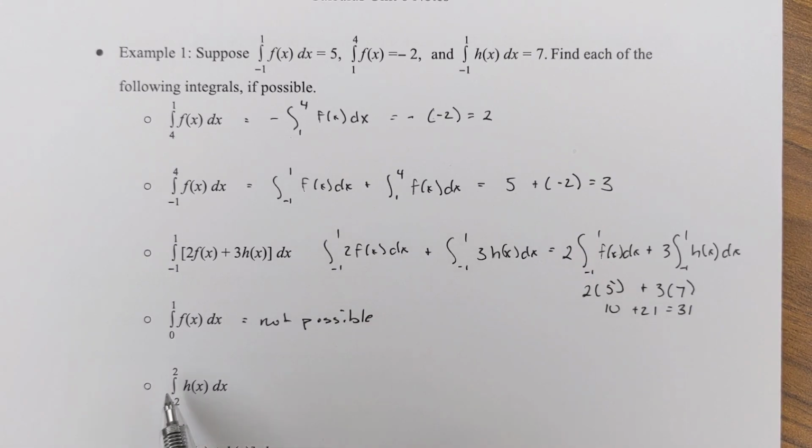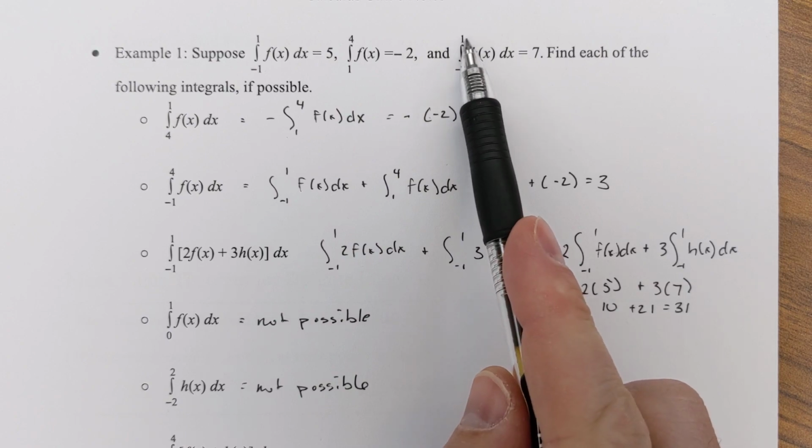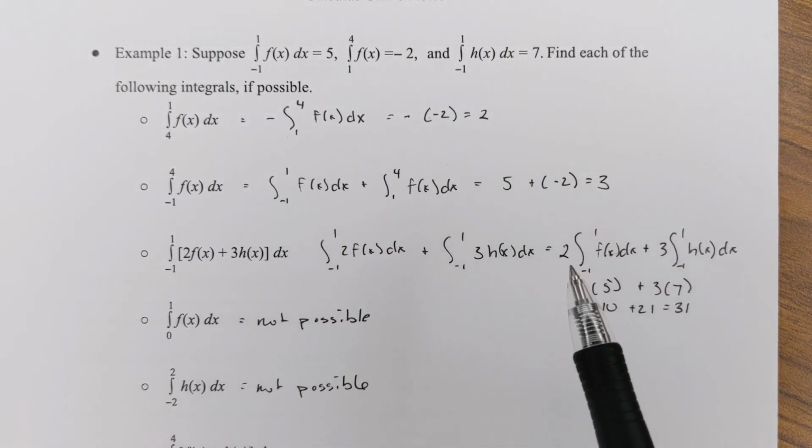Okay, from -2 to +2 of h of x, this one also is not possible. I don't know anything about h from -2 to +2. I know from -1 to 1 is 7, but nothing from that.